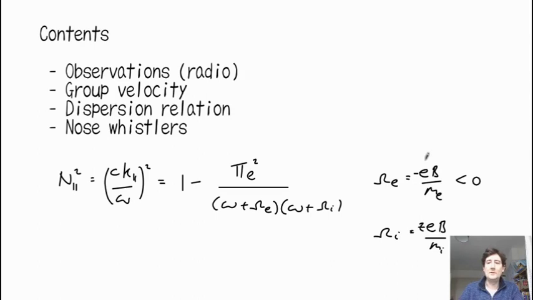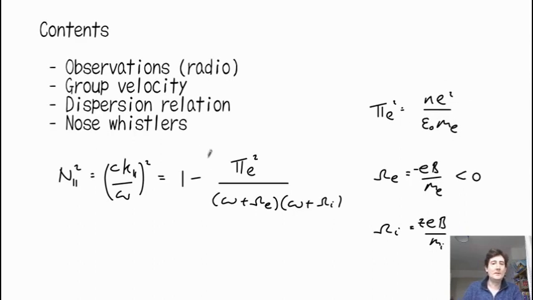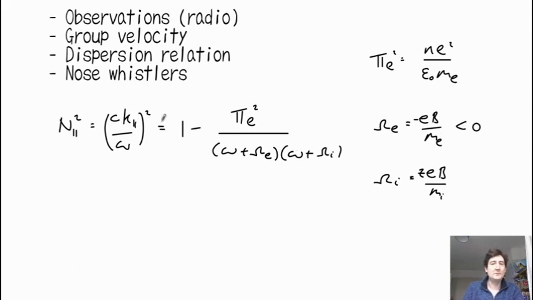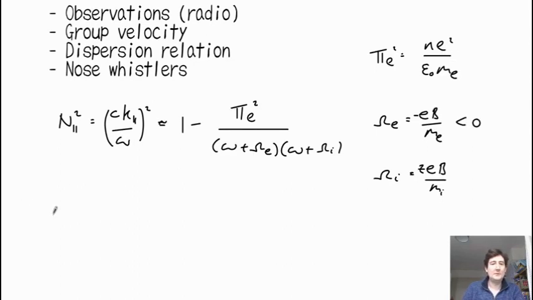And then pi e squared is n e squared over epsilon naught m e. So this is the electron plasma frequency. This is an approximate expression, so there should be kind of wiggles here, but it's pretty accurate in most cases. It has several interesting limits.